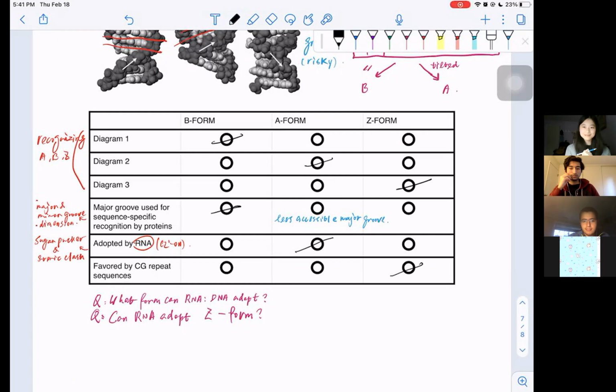Oh, it's because it has an additional OH group. And if it adopts C form, there'd be some sort of repulsion. Right, you are right. Because C form is given by this alternating C2 endo and C3 endo, so you also have this steric clash between the C2 hydroxyl group and the C3 phosphate group if it's in RNA.